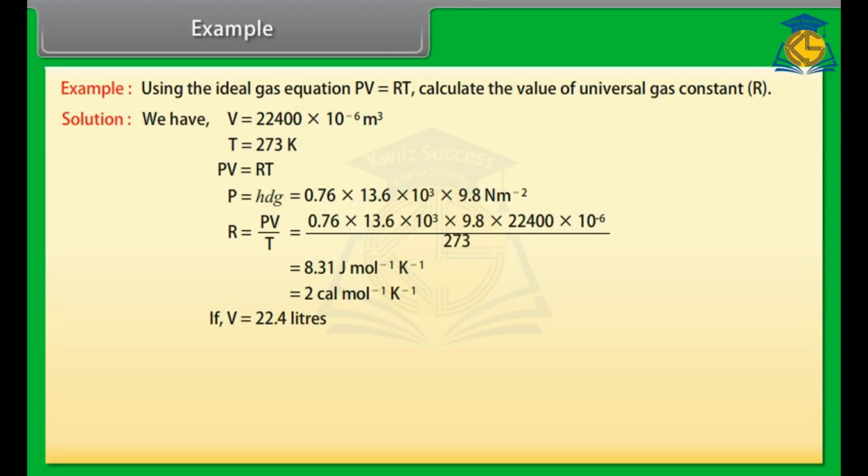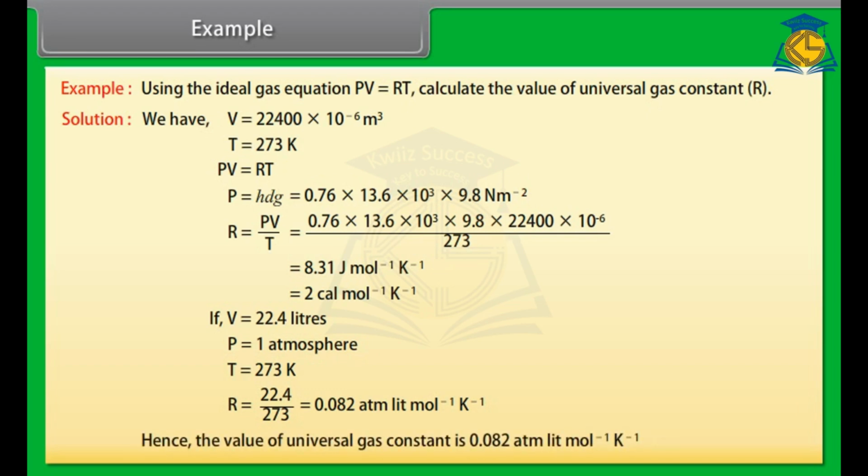If V is equal to 22.4 liters, P is equal to 1 atmosphere, T is equal to 273 Kelvin, R is equal to 0.082 atm liter per mole per Kelvin. Hence, the value of universal gas constant is 0.082 atm liter per mole per Kelvin.